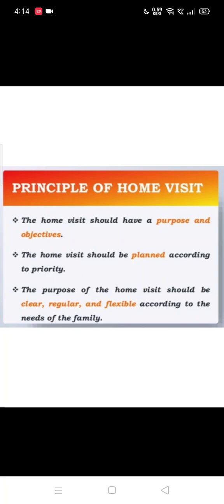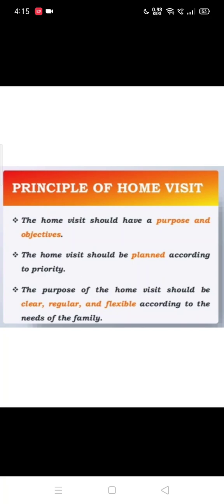Priority is the need, the highest level of need. For example, one diabetes patient is there and one cardiac patient is there in the same family or another family, or also one postnatal mother or delivery mother is there. So you have to prioritize the care. Which family requires which care first. So you have to plan according to the priority.